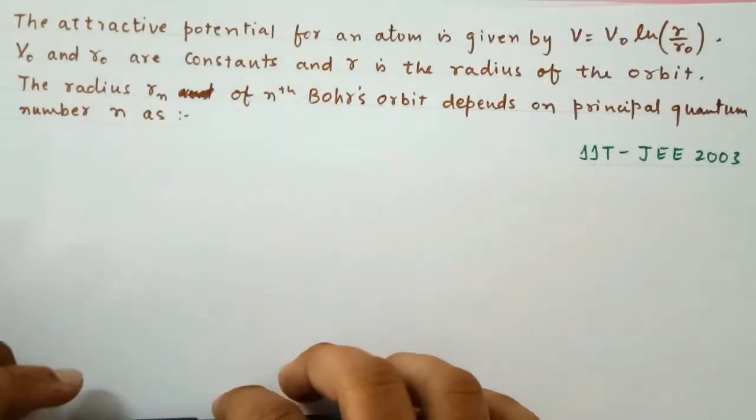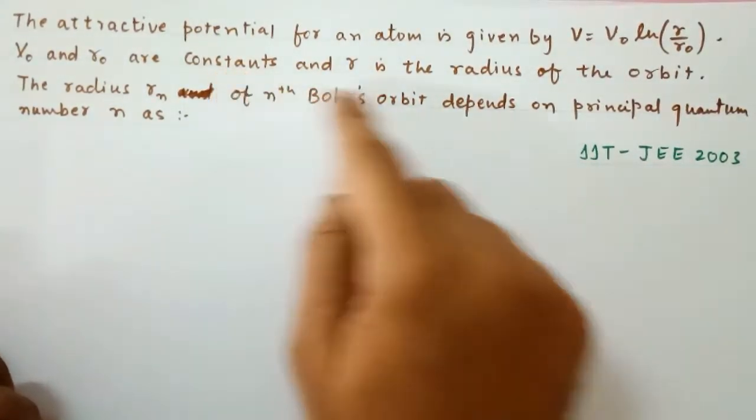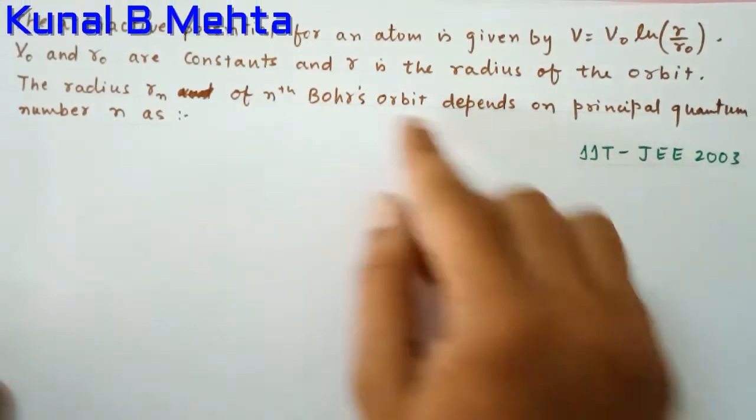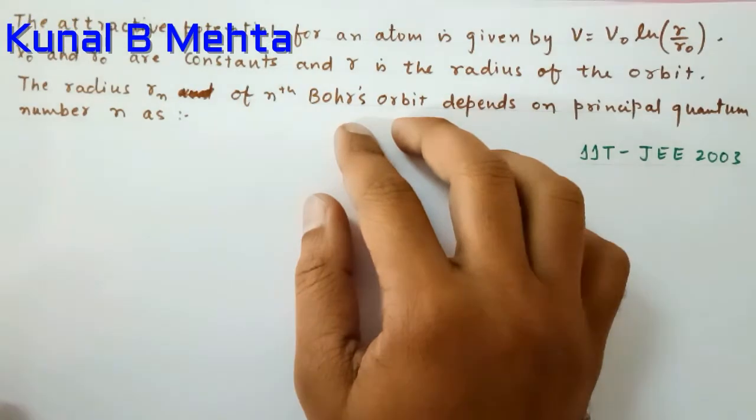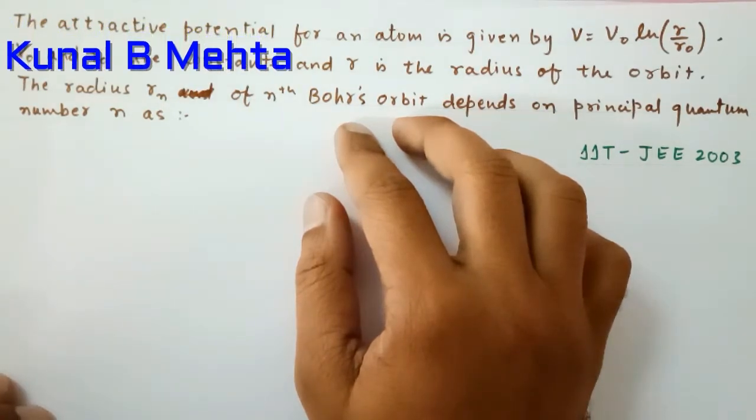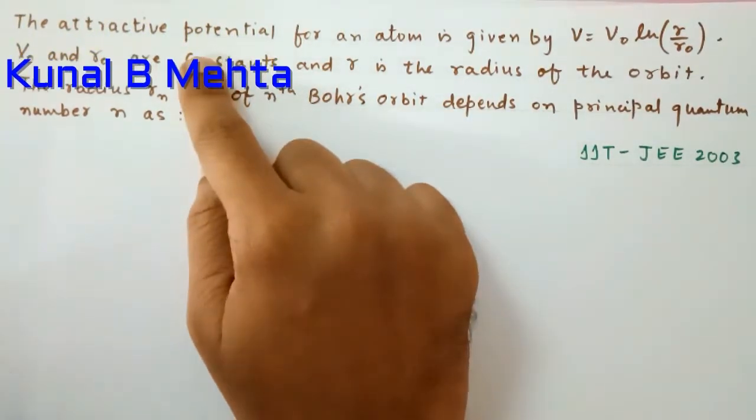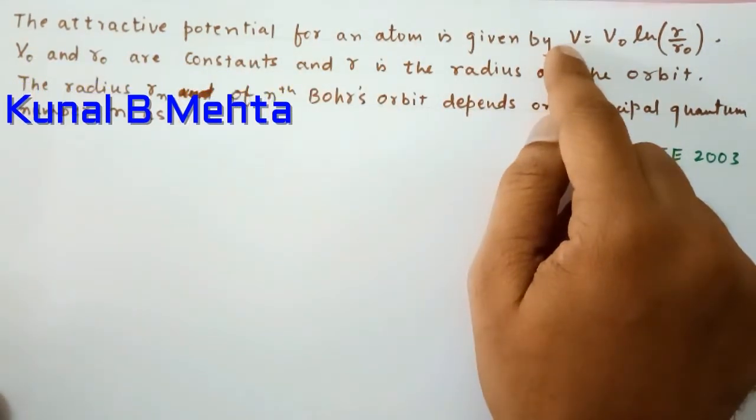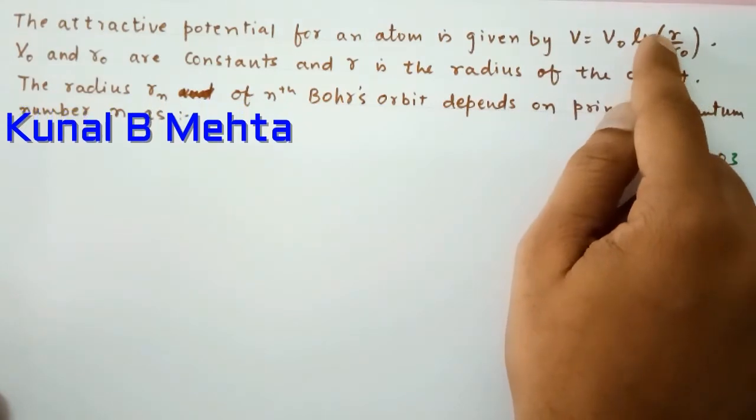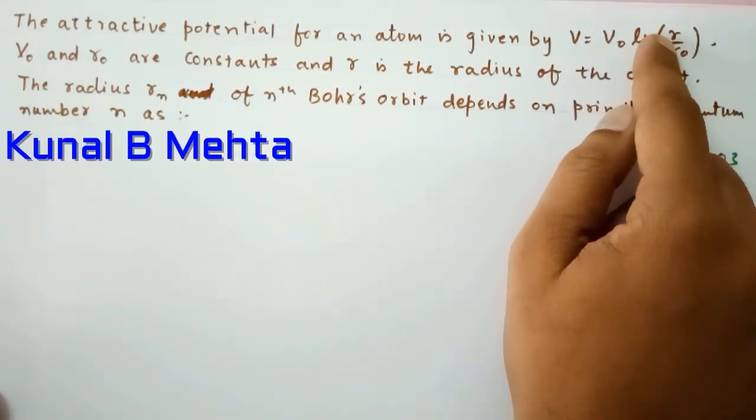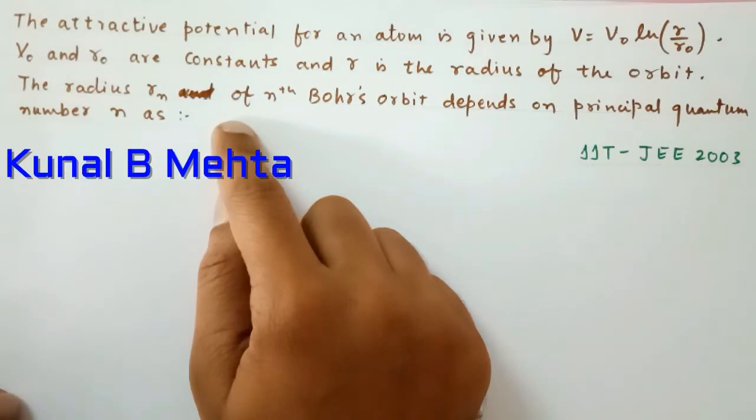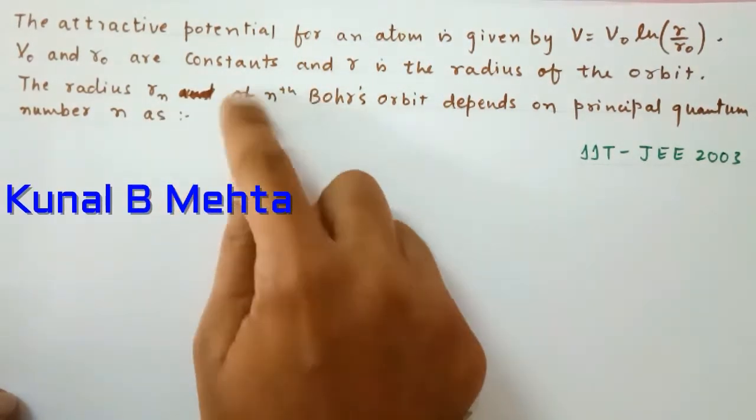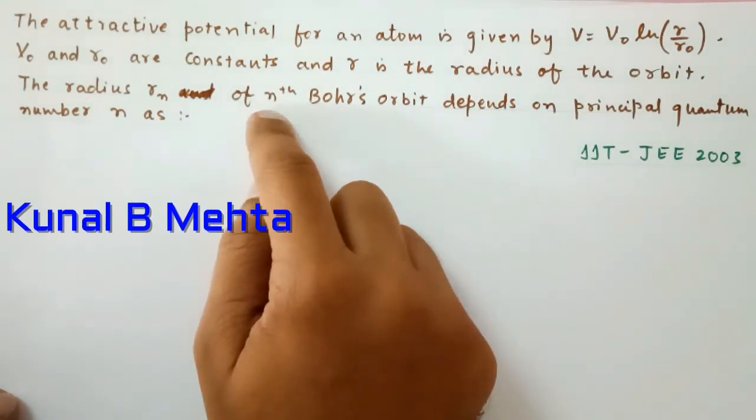Hello, today we are going to discuss an IIT JEE problem from 2003. This problem is related to the atoms chapter, standard 12 physics, and here you are given the attractive potential formula for an electron in orbit whose radius is r, and you are supposed to find the connection between the electron in the nth orbit's radius and the principal quantum number.